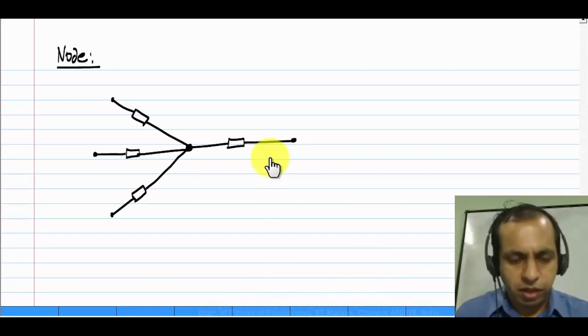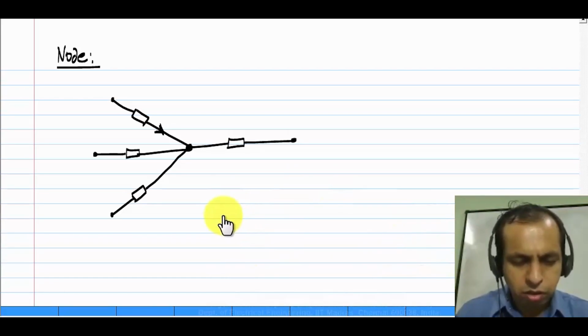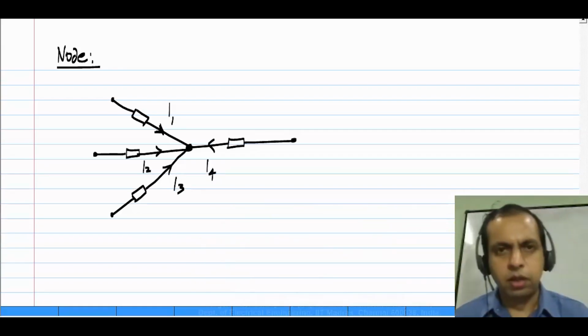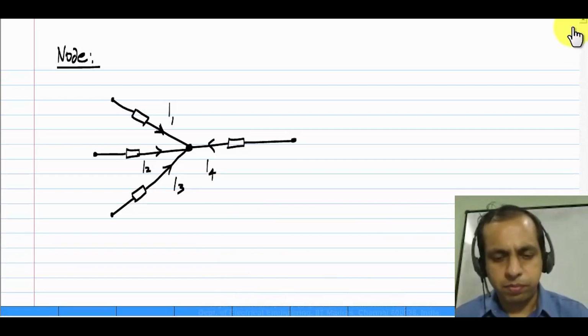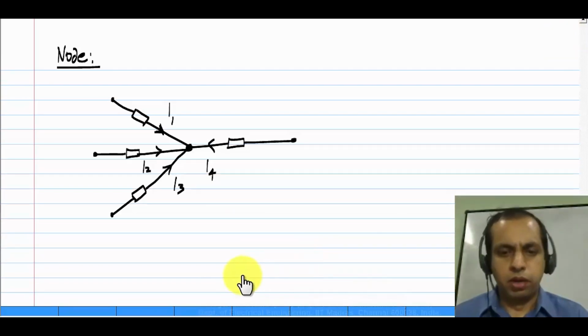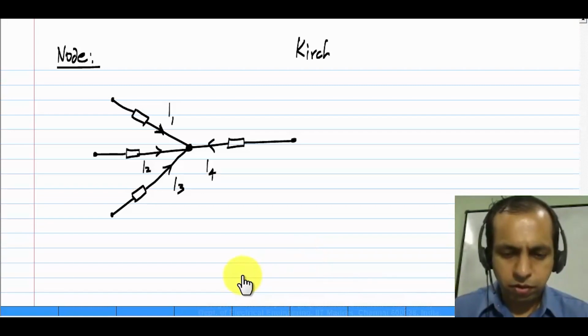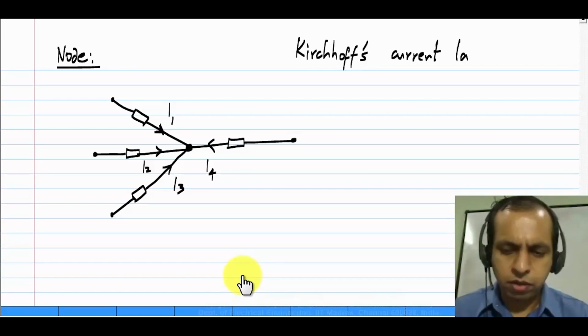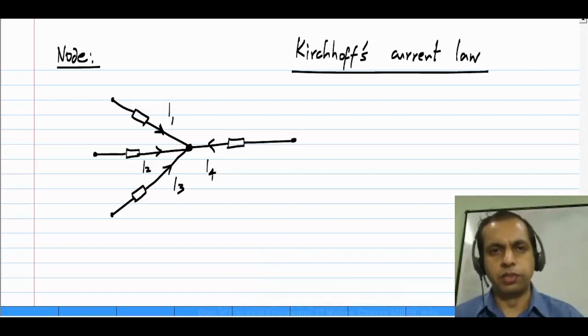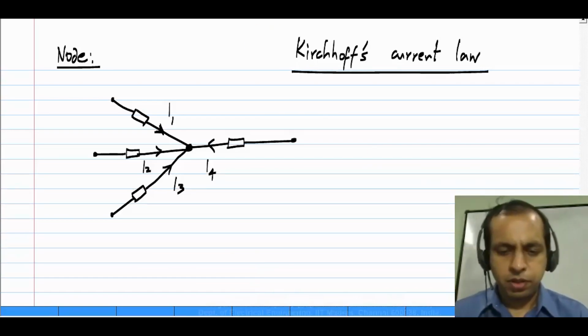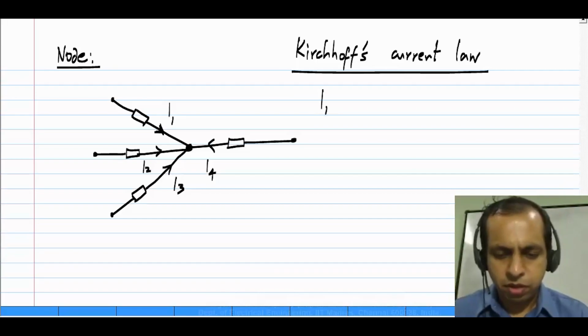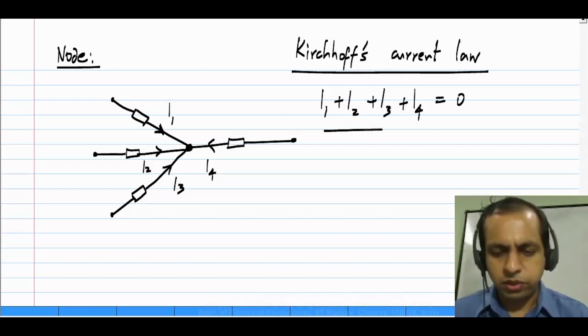And let me define the current in each element to be flowing towards the node. I1, I2, I3 and I4. Now there is a law, Kirchhoff's current law. Kirchhoff was the scientist who first stated this, which says that the sum of all currents entering a node is 0.